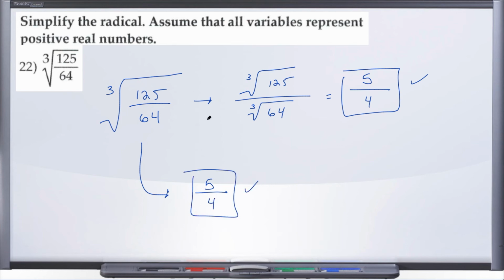The reason I really like breaking it down into two separate radicals is because what if one of your numbers in the denominator or the numerator was not a perfect cube in this case? Then it can be a little more tricky to go right from a single radical to your answer. Whereas if you break it into two separate radicals and one of your numbers is not a perfect cube, it can make it a little easier, at least visually speaking, to arrive at a final answer.